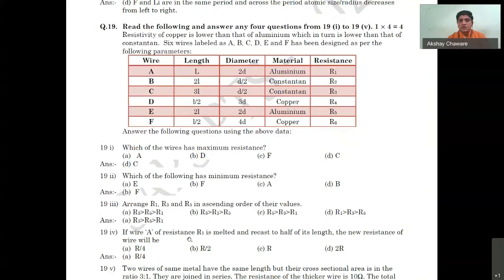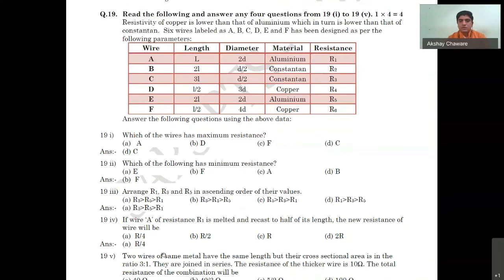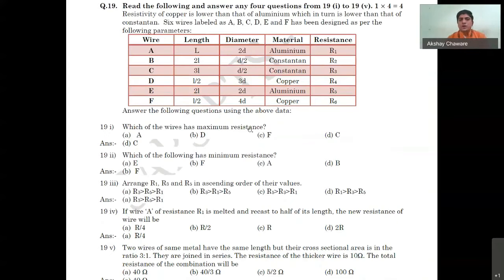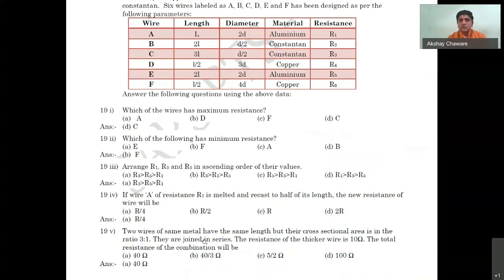19.4, a wire A of resistance R1 is melted and recast to half of its length, then the new resistance of the wire will be R by 4. We will use here R is equal to rho L by A, that relation, and using that relation we can calculate the new resistance. Now 2 wires of the same metal have the same length, but their cross sectional areas are in the ratio 3:1. They are joined in series. The resistance of the thicker wire is 10 ohm. The total resistance of the combination will be 40 ohm. So here we will use the series combination only, right?